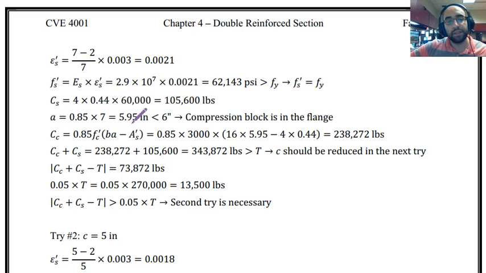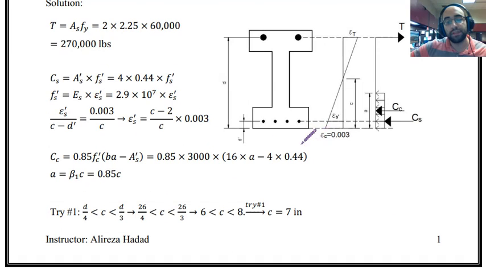As you can see, 0.85 multiplied by 7 is 5.95 inches. It is smaller than 6 inch. As you can see, this is the flange of the section in compression region. If my compression block is greater than this value, I have to consider the compression region of concrete as one portion at the top and also a lower portion at the bottom, because we have different geometry.